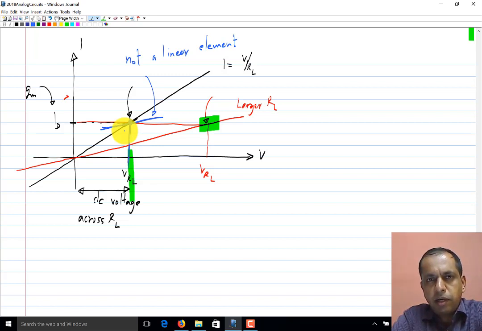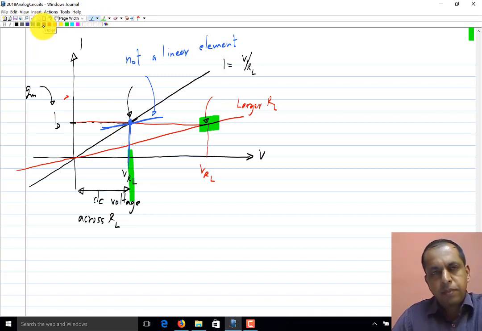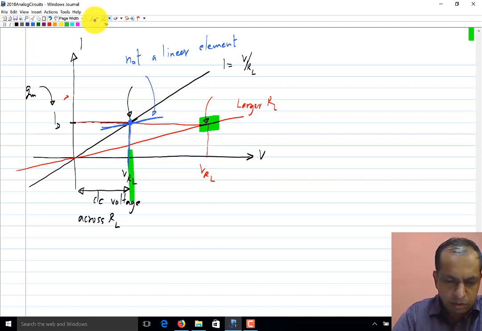We already know this element and we are very familiar with it, and it will become more obvious if I complete the characteristics. First of all, remember that the characteristics have to look like this at the operating point. Outside of this, it can look anything, right? Because the small signal gain only depends on the slope at the operating point.